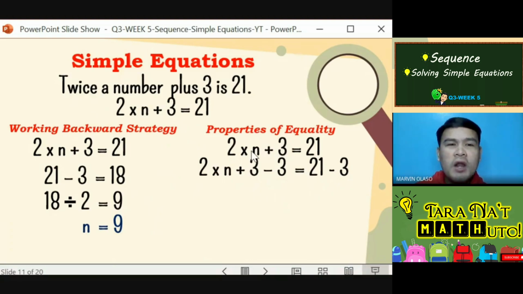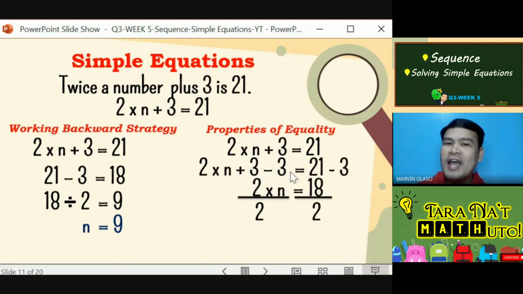Bakit minus 3? Again, para mawala na yung isang 3. Kasi 3 minus 3 ay 0, di ba? So, pag nawala yan, ang matitira na lang ay 2 times n equals, yung sagot natin, 21 minus 3, we have 18. So, meron pang natitirang number. Para mawala yan, let us now apply the division, the opposite, dahil multiplication to. So, let's apply division property of equality. So, by dividing both by 2, ayan, para 2 divided by 2, 1 na lang, ang matitira na lang ay n. So, 18 divided by 2, we have 9.